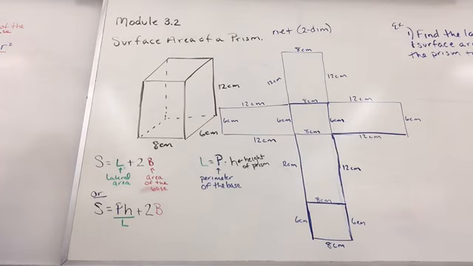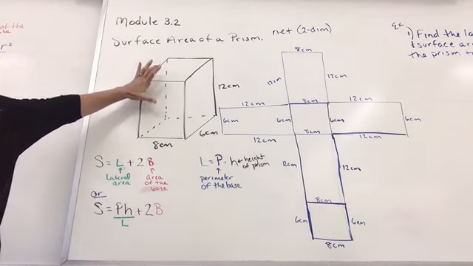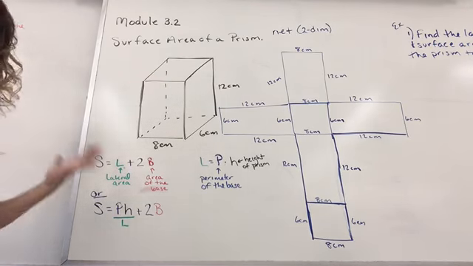All right, so we're talking about module 3.2. We're going to get into surface area. We're going to talk about the surface area of a prism. So this is a prism. Prisms have lateral faces. The two bases are parallel and congruent.